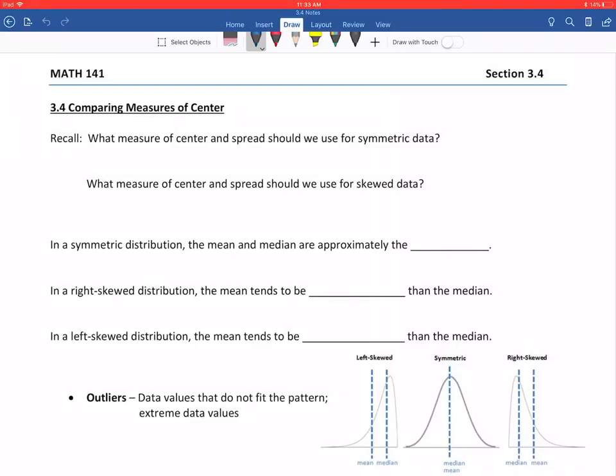Section 3.4, Comparing Measures of Center. Okay, we want to recall from our prior sections in Chapter 3, what measure of center and spread should we use for symmetric data, and what measure of center and spread should we use for skewed data. So if our data is all basically symmetric, our measure for center is the mean, and our measure for spread is the standard deviation.